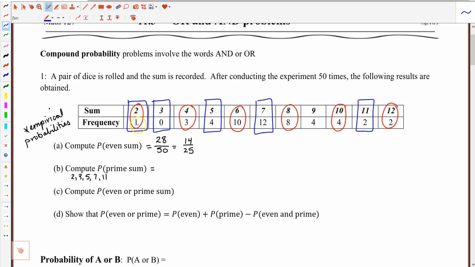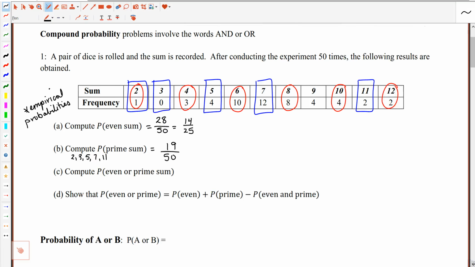Okay, so a 2 occurred once, 3 occurred 0 times, the sum of 5 occurred 4 times, the sum of 7 occurred 12 times, and the sum of 11 occurred 2 times. So out of 50 trials, how many prime sums did we get? 1 plus 3 plus 10, oh sorry, those are the wrong ones. We want 1 plus 0 plus 4 plus 12 plus 2, the prime sums. Adding those up, we get 19 out of 50, which can't be simplified, so we'll just leave it like that.